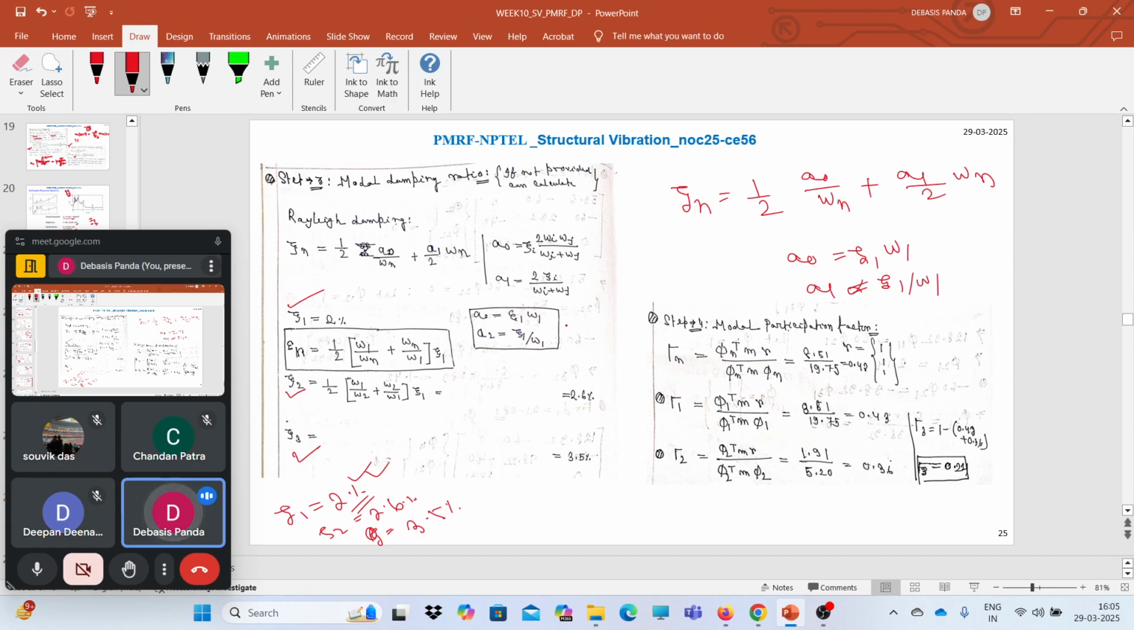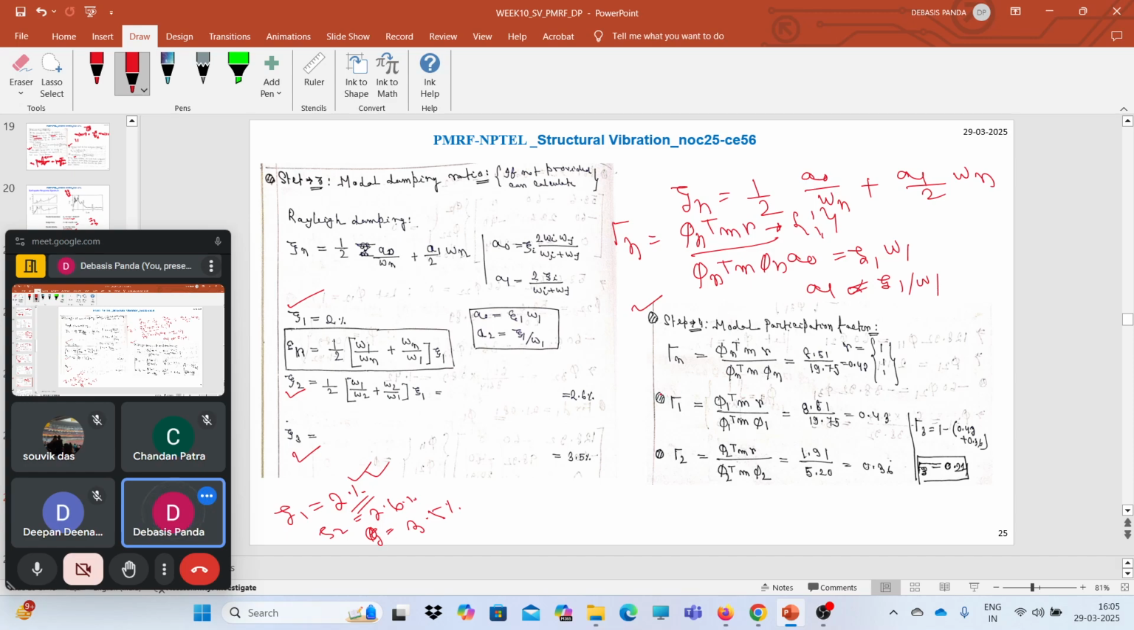So now what do we need to do? After having this C matrix, we need to calculate the participation factors. Here we have three modes, so we will have three participation factors. The participation factor for mode n is phi n transpose m r, where r is the influence vector, divided by phi n transpose m phi n. Here we will use the influence vector 1 1 1. That means we will consider that influence at each mode.